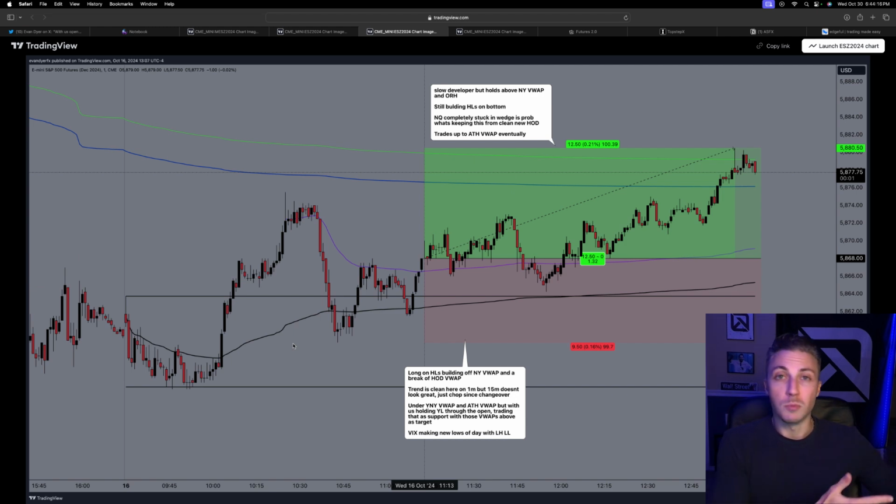I'm only looking for longs above it and shorts below it, right? Plain and simple, clean. I want to be with the wave, not going against the grain and trying to call the top or call the bottom. I'm just going to ride the structure for what it is.